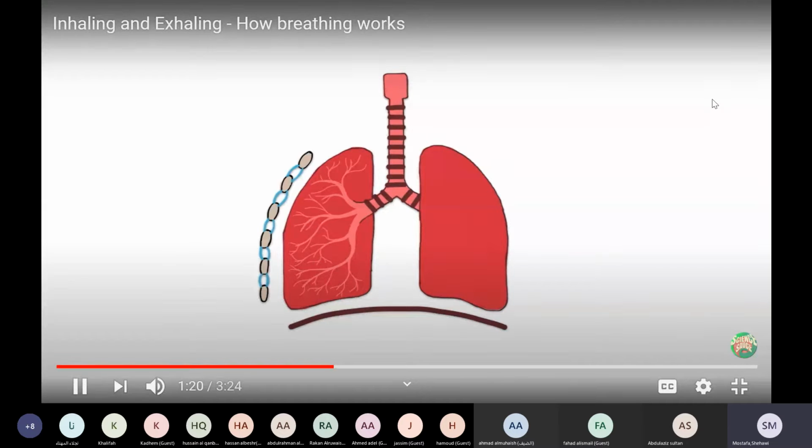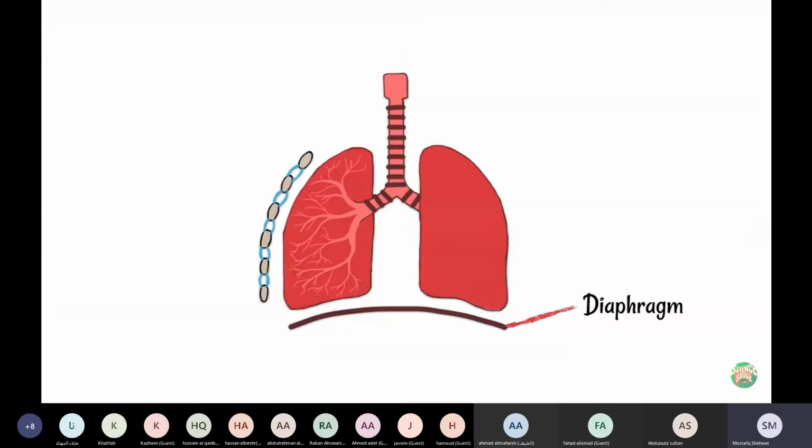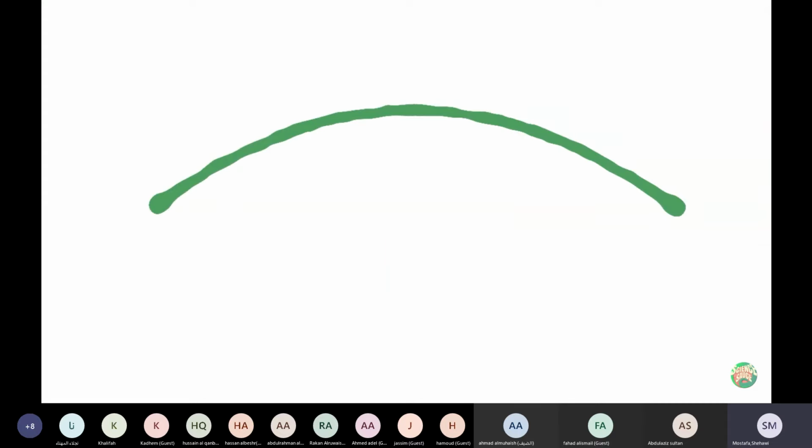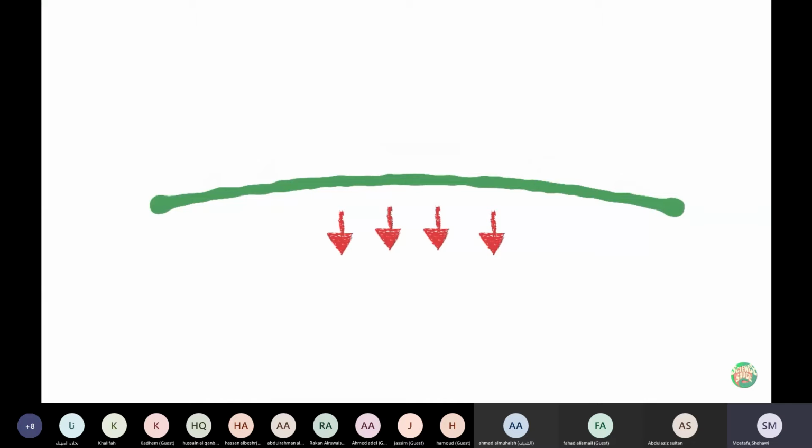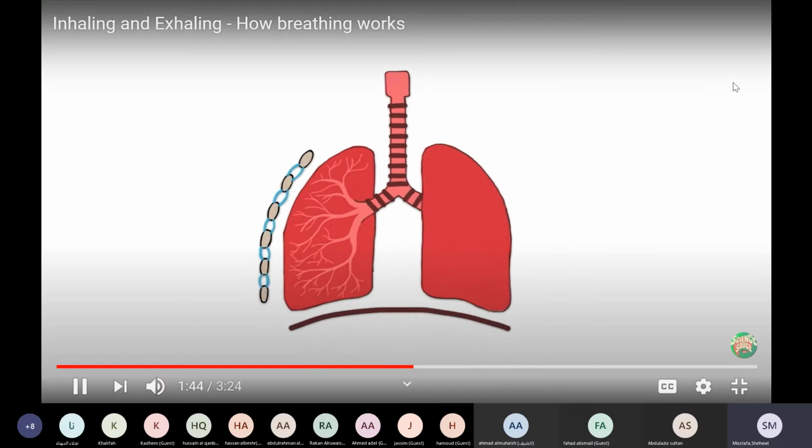Let's have a look at the structure of the lungs here. Now, first of all, we've got to think about the diaphragm. The muscles of the diaphragm will contract and move down. Let's look a little bit more closely at what that is. This sheet of muscle will contract, and that makes it move downwards. So this is going to help to increase the volume inside of the thoracic cavity.